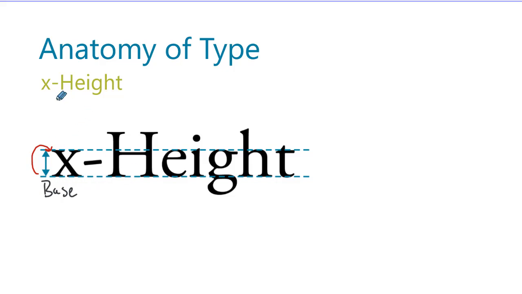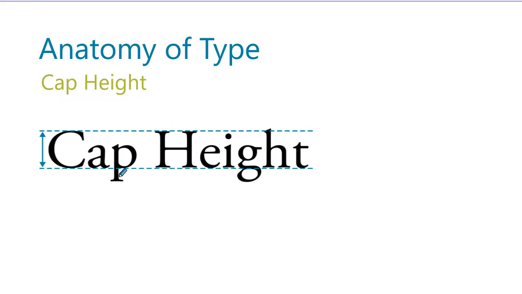Typically in a typeface, they use the letter X, that's why it's called the X height, to determine what that height is. So if you look at every lowercase letter, that's where the X height goes to. Then we've got the cap height. If we've got X height, the cap height is the opposite. It's the distance from the baseline to the top of the capital letters, as you see here.